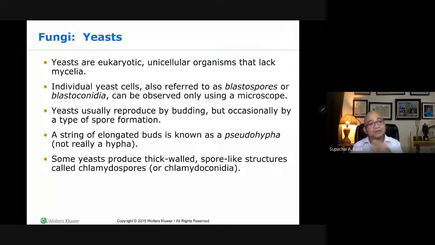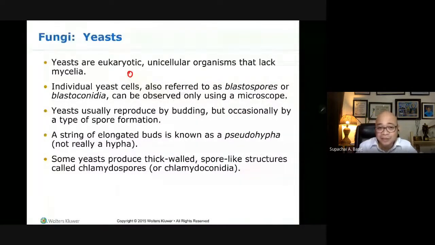Okay, let's talk about yeast. So yeast is a type of fungi, and yeast are said to be eukaryotic unicellular organisms. Unlike the multicellular fungi, they do not form mycelia. So individual yeast cells are considered as organisms already. So that's why they are unicellular.